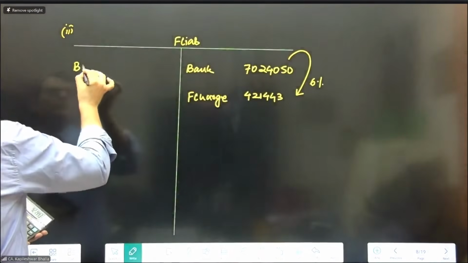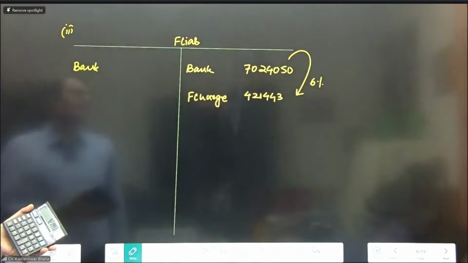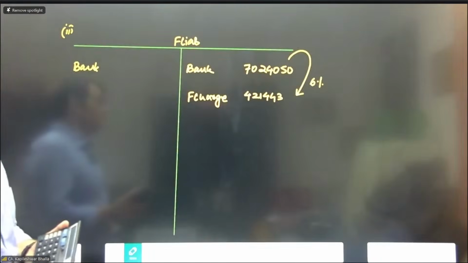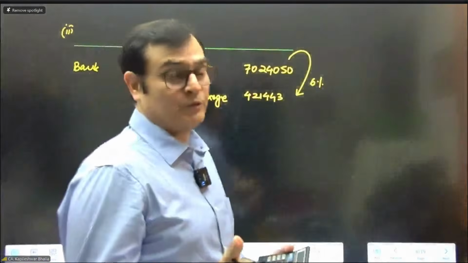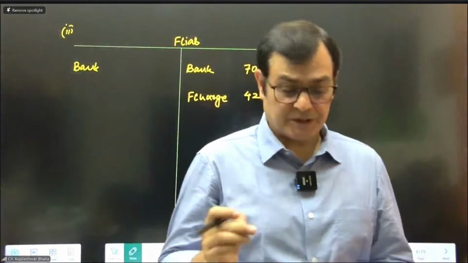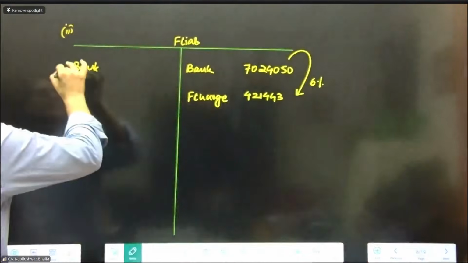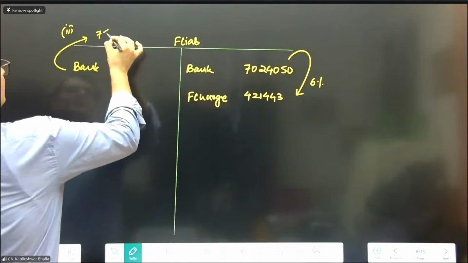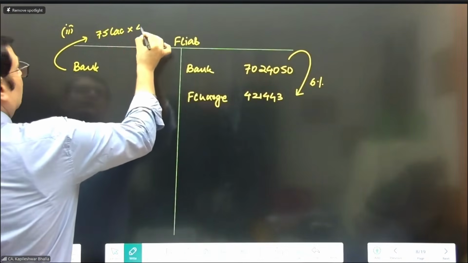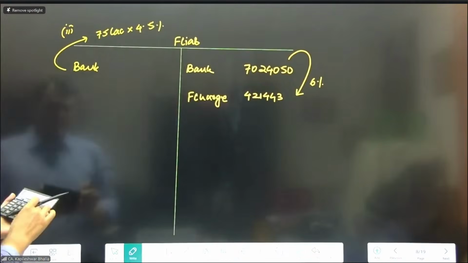Then there is a payment which is made at the end of the year. Now, when you make a payment at the end of the year, that has to be at the contracted rate, which is 4.5%. So let's see what the interest payment on 75 lakhs is. There is a 4.5% interest.